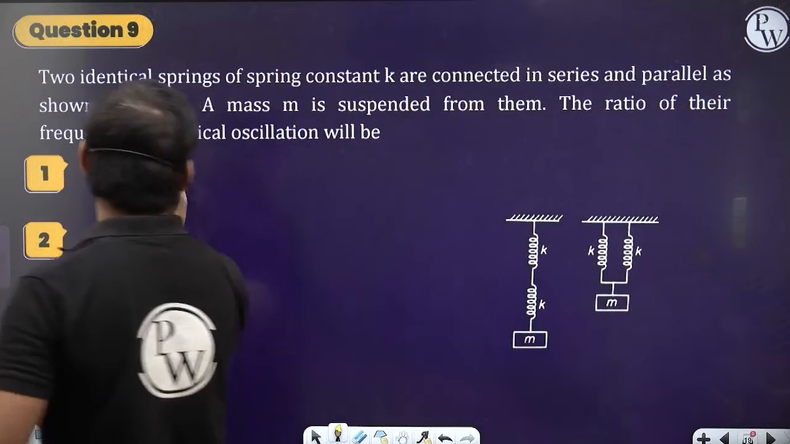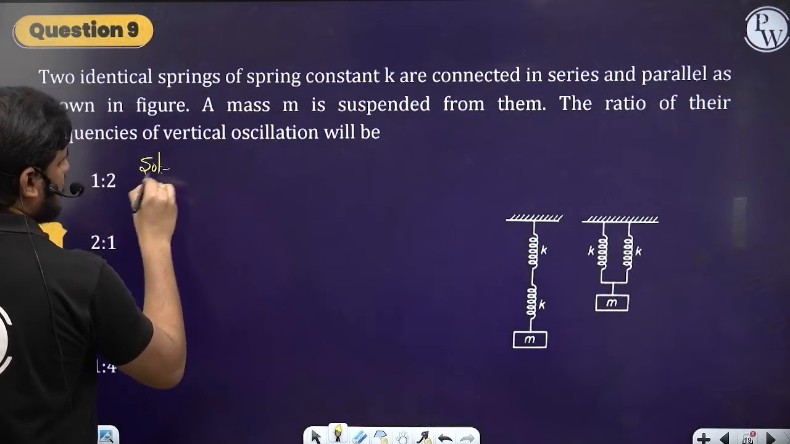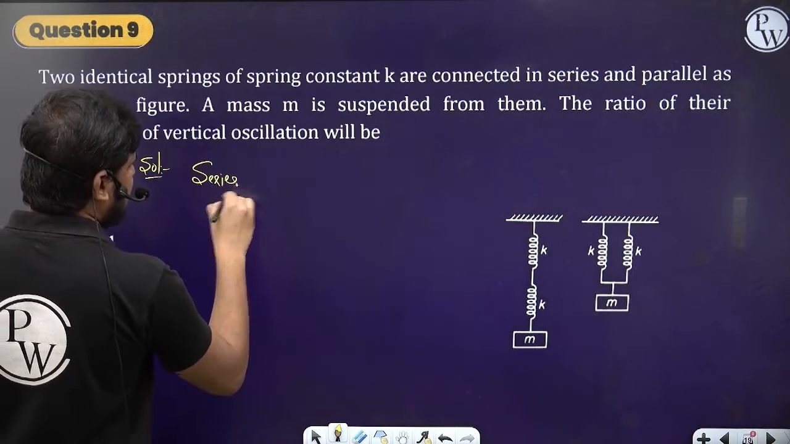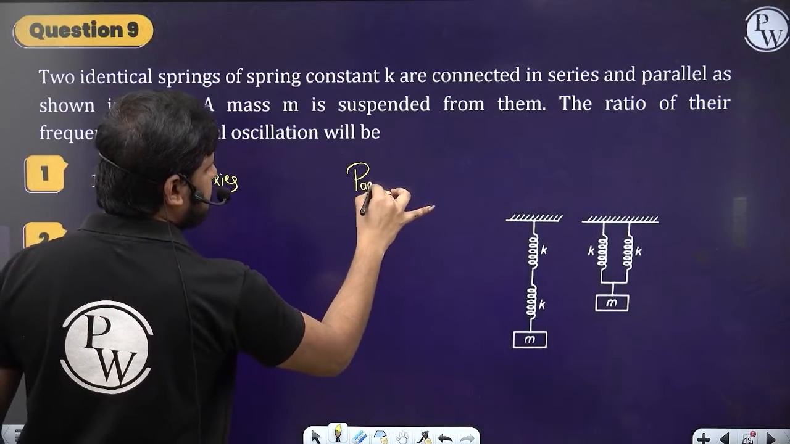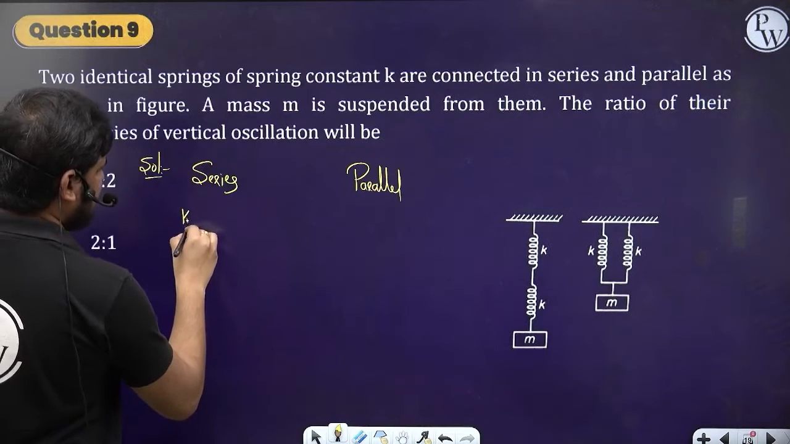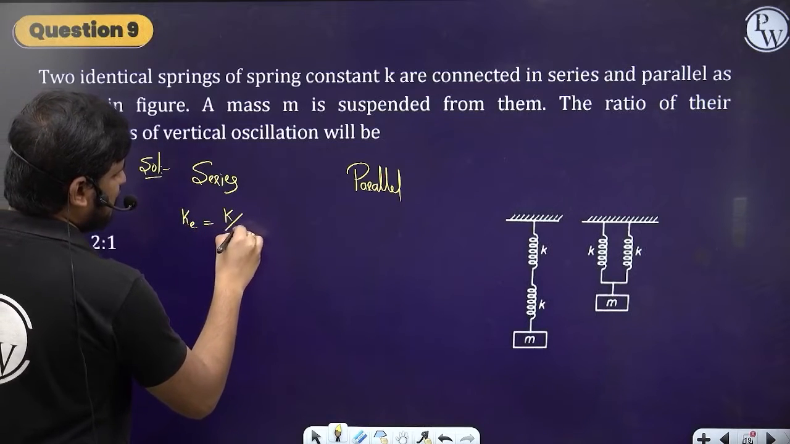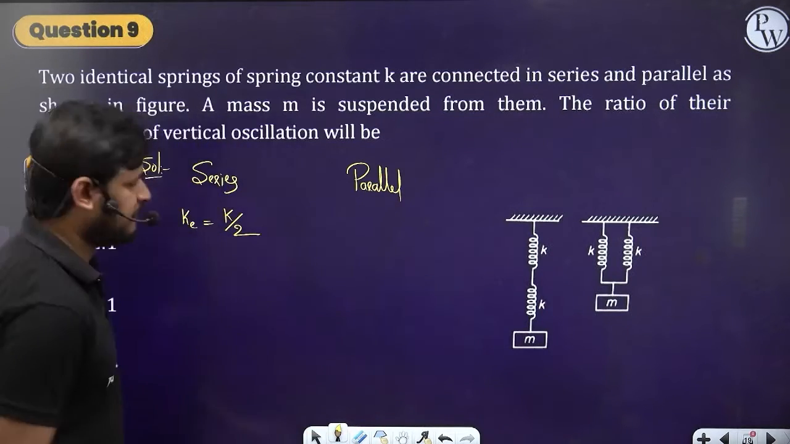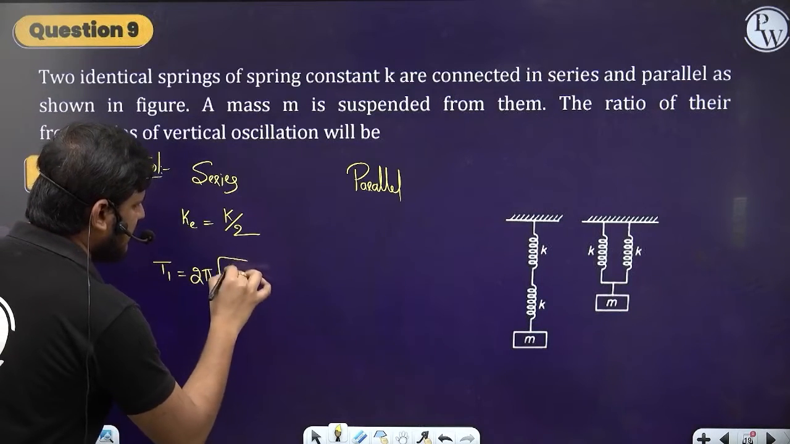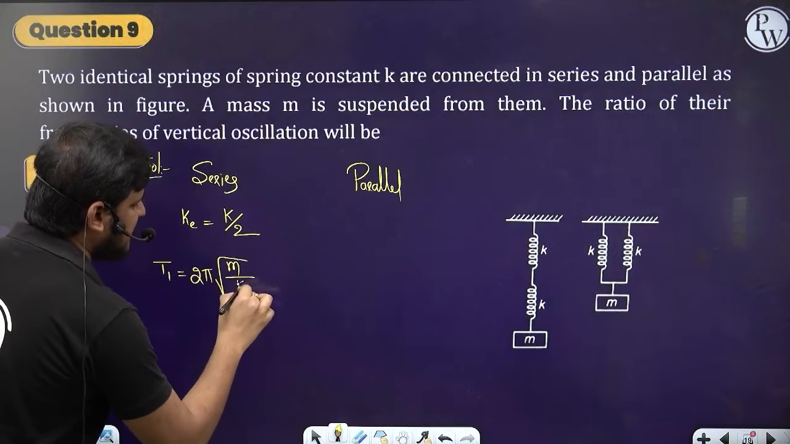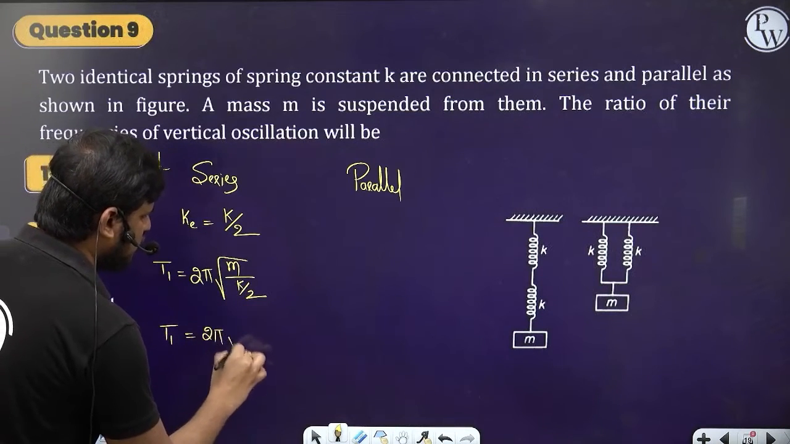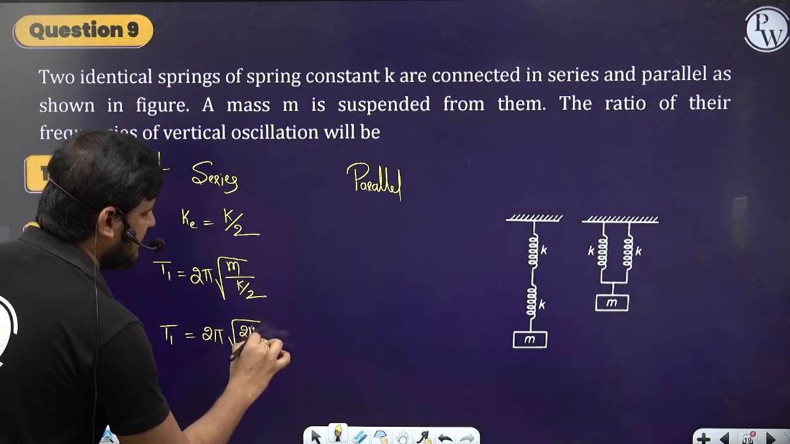So what I will do is, let's write separately. First the series combination and then let's write the parallel combination here. So let's do the simple calculations. The K equivalent in the series combination will be K by 2. Then let the time period be T1 here: 2 pi into root over M by K equivalent. What is K equivalent? K by 2. So 2 pi into root over, this 2 will go up, 2M by K.